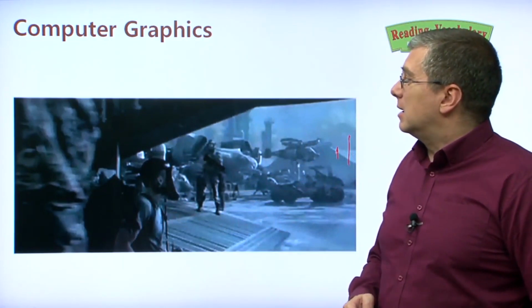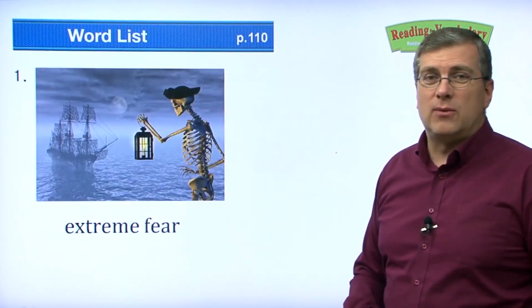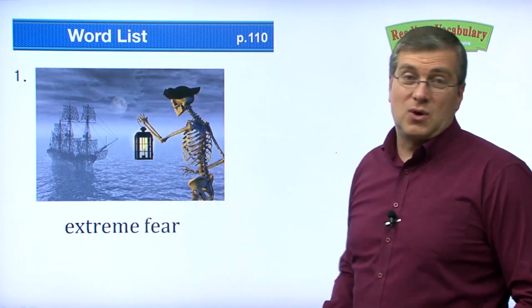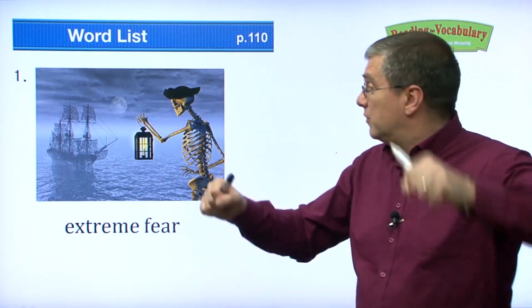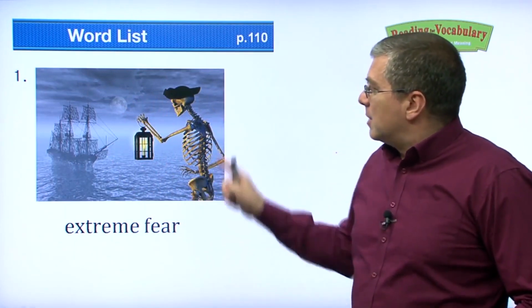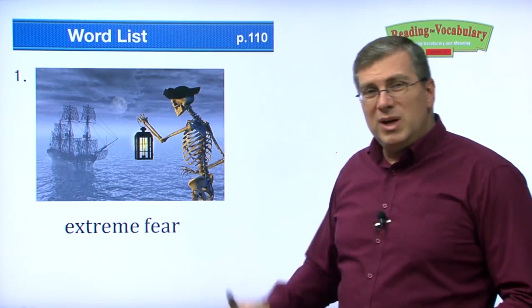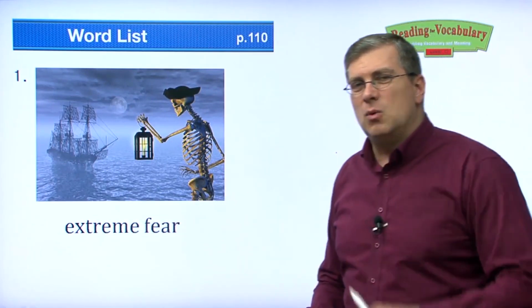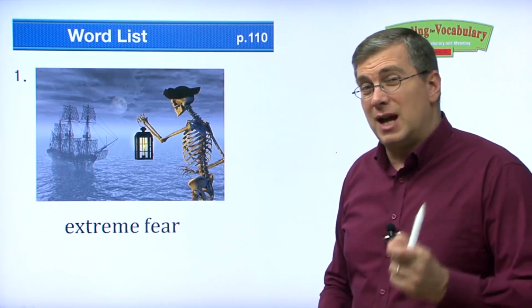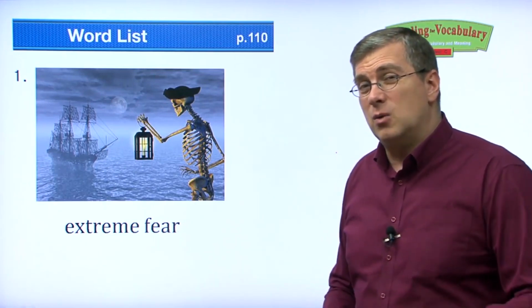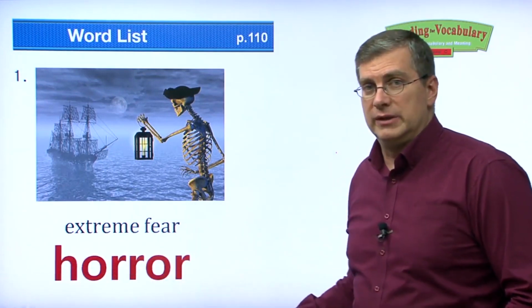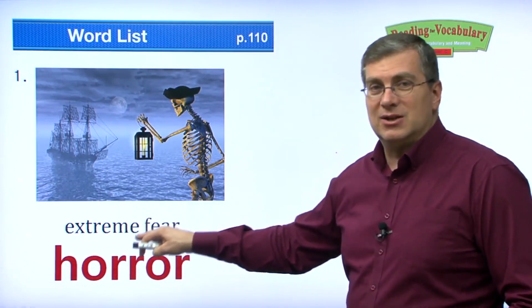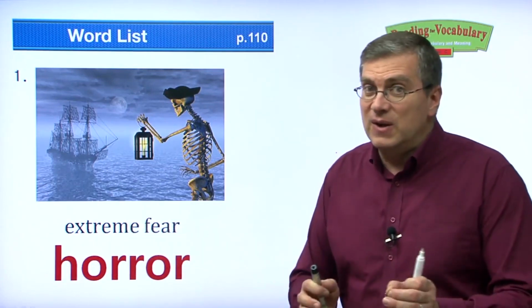Okay, let's begin, of course, with the first word on our word list for the vocabulary. Now, this is an interesting picture. This character here, of course, there's no such thing as a skeleton that can move and hold a lamp, so that's not real. And if you saw something like that, you would be really scared, wouldn't you? Extreme fear. What is extreme fear? This is a word used to describe certain types of movies that make you really scared. We call those horror movies. A horror movie is a movie that makes you feel extreme fear. It's horror. It's not just fear, but horror.